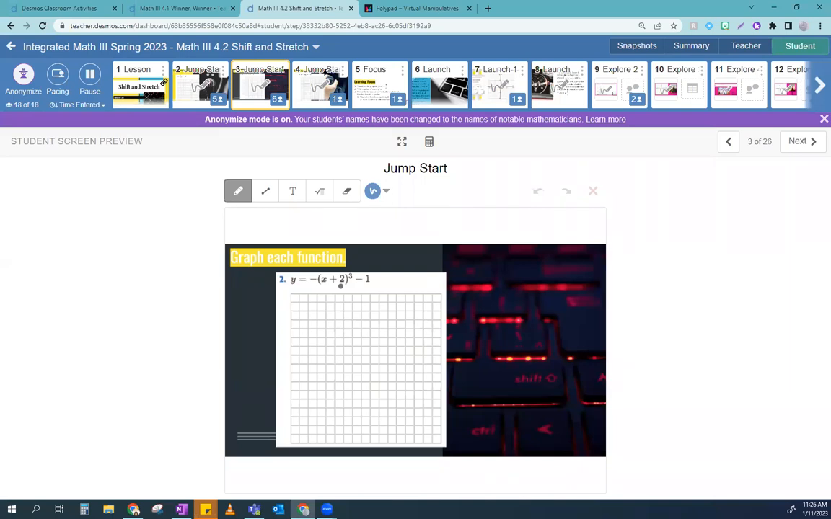Yeah, he moves left too. Very good. Very good. And then what about this -1? What does it do? It's down 1. Very good.